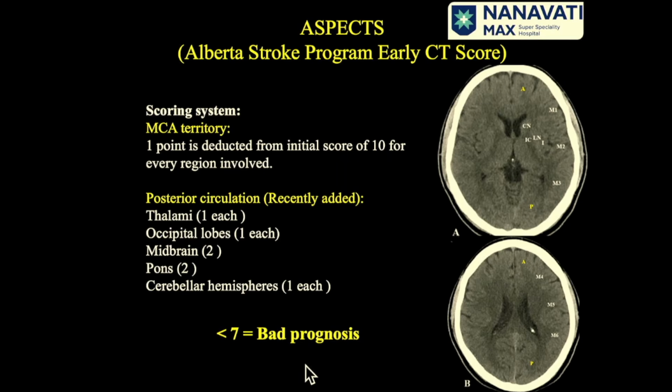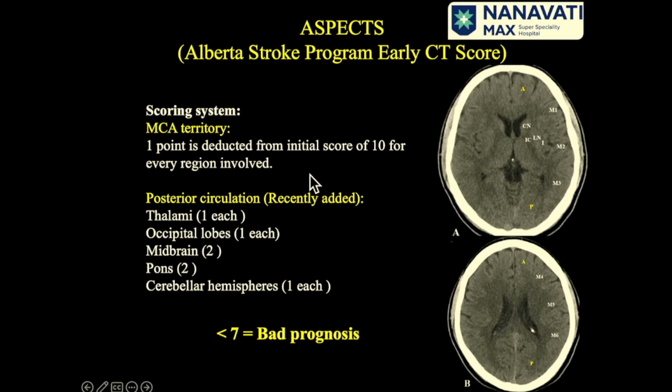The other important aspect of understanding the location and size of stroke is what is called the Alberta Stroke Program Early CT Score. It divides the MCA into 10 zones, and wherever you see hypodensity, you remove 1 point. Anything less than 7 has a bad prognosis. A score of 7, 8, 9, 10 has a good prognosis.